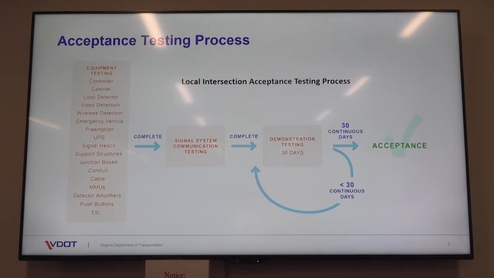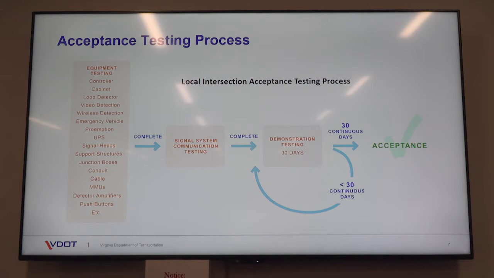The second step is the signal systems communications testing, and that happens between the equipment testing and the demonstration testing. And then the last step is demonstration testing, and the demonstration testing period occurs for 30 days.